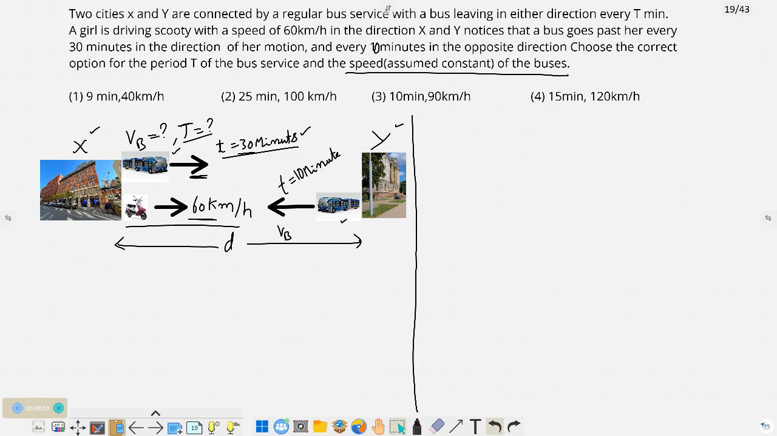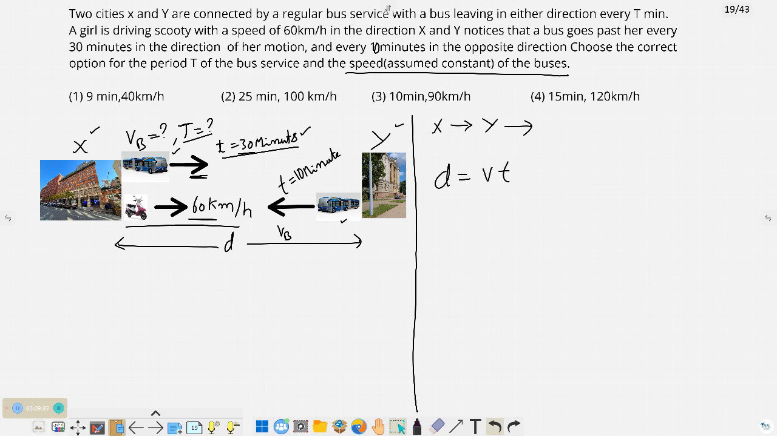So the concept here is that the vehicles are moving. In this case, scooty and bus are both relatively moving in the forward direction, X to Y. Take the case when the scooty is moving in the direction X to Y, so the bus is also moving in the direction of Y. In that case, both are relatively moving, covering the distance from one city to the other. The distance between the two cities is given as d. The total distance d is equal to velocity into time.